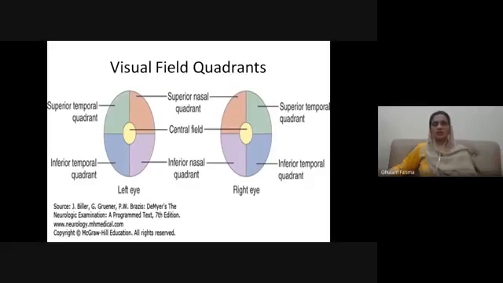So these are actually the visual fields. This is the central field, and this is your superior nasal quadrant, which is towards your nose. If we divide our eyeball in four parts, this one is above, towards the nasal side, the superior nasal quadrant, and this is the inferior nasal quadrant. Towards your temporal side, this is the superior temporal quadrant, this is the inferior temporal quadrant. Then coming to the opposite side, towards your left side, this is the superior nasal quadrant, this is the inferior nasal quadrant, this is the superior temporal quadrant, this is the inferior temporal quadrant.